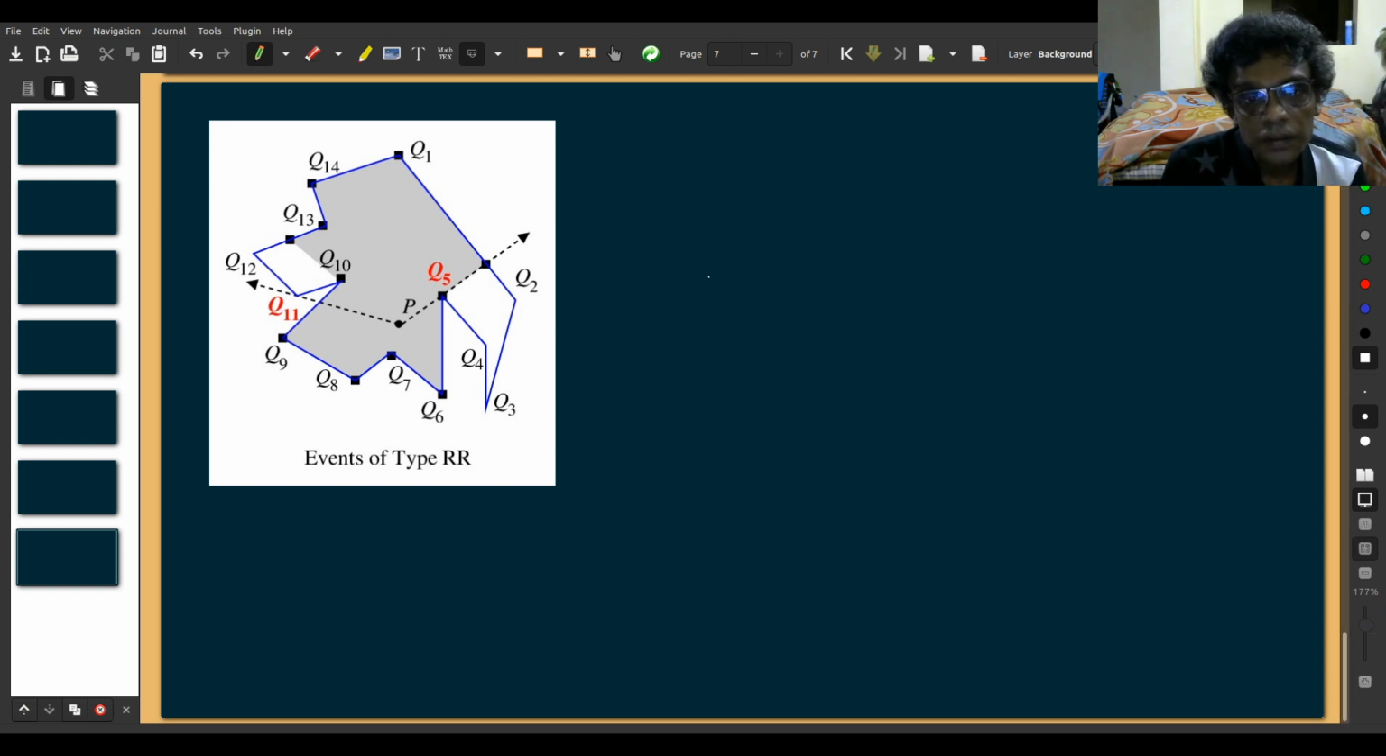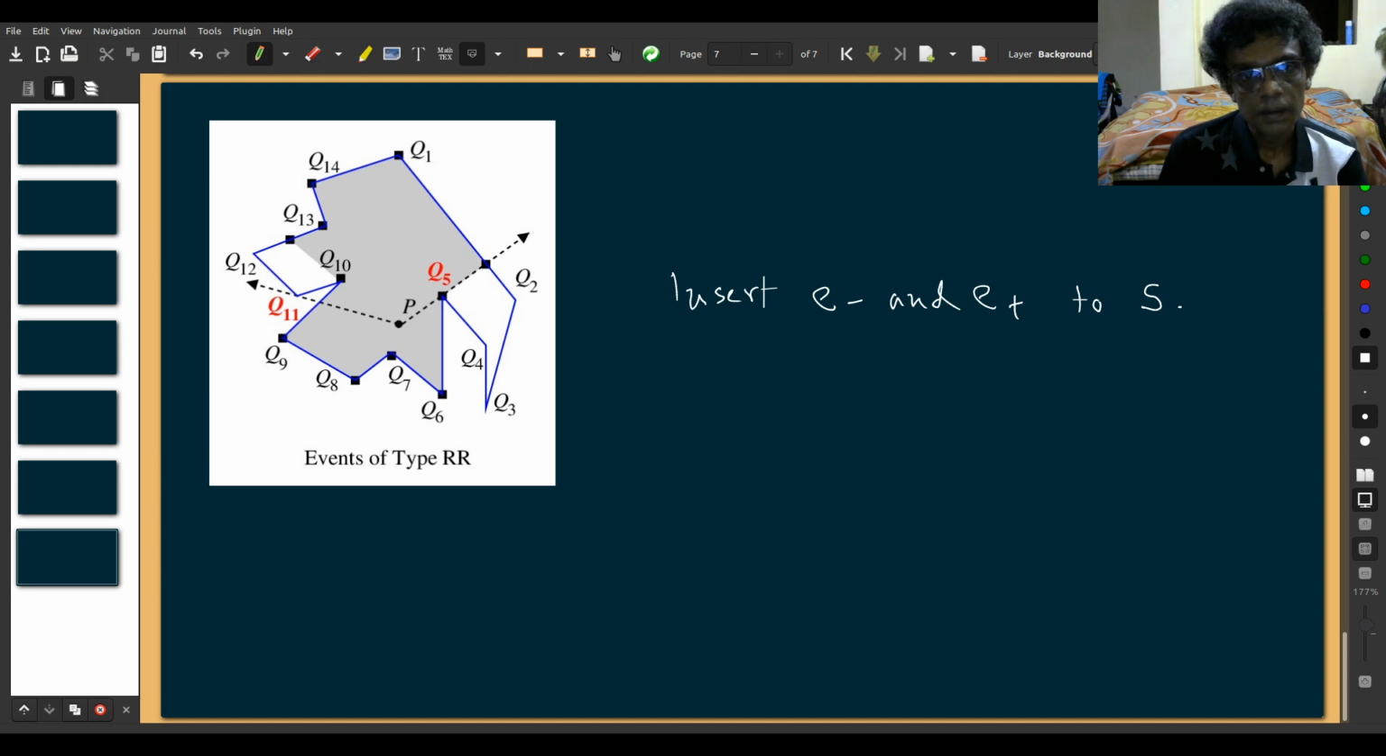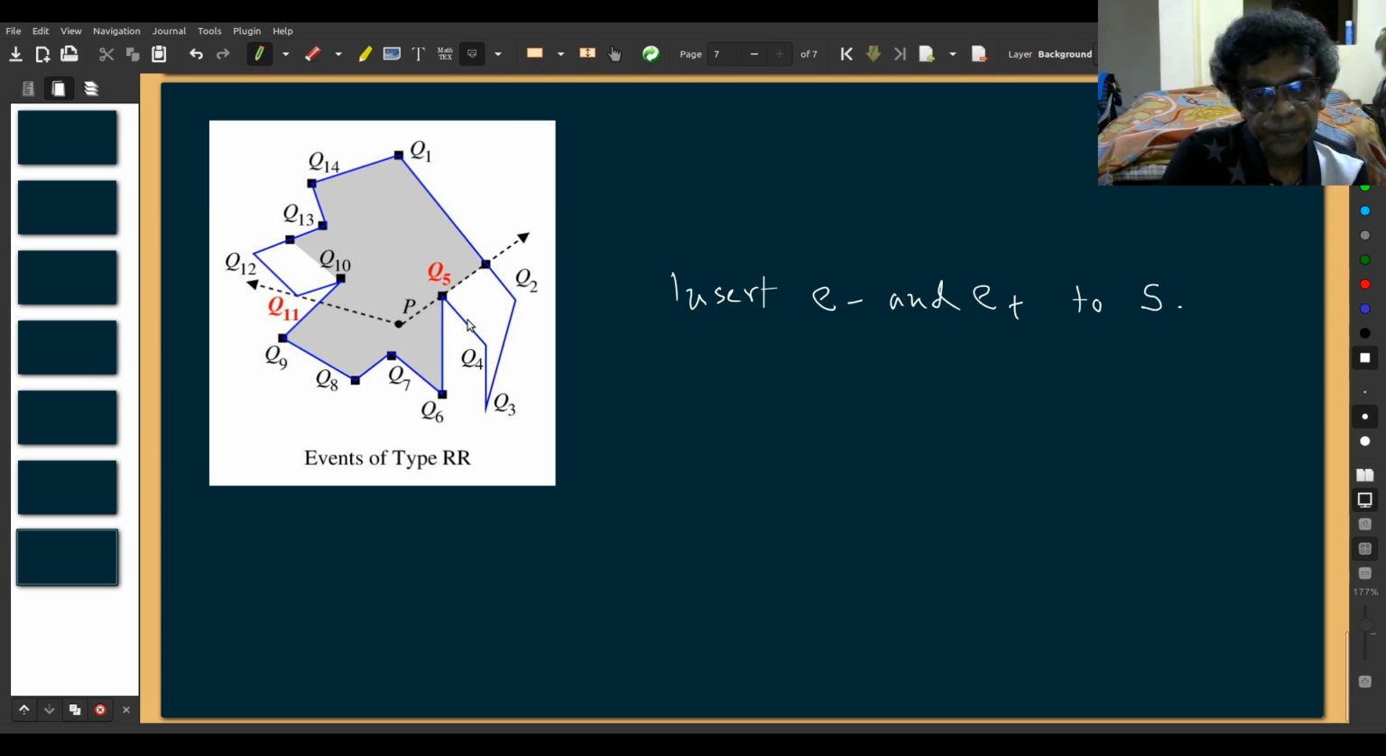So what should we do? First of all, this is RR, therefore I must insert both E minus and E plus to S. They will now become active. To consider here, after this point, you make a sweep further, they will continue to remain active for some time here also.